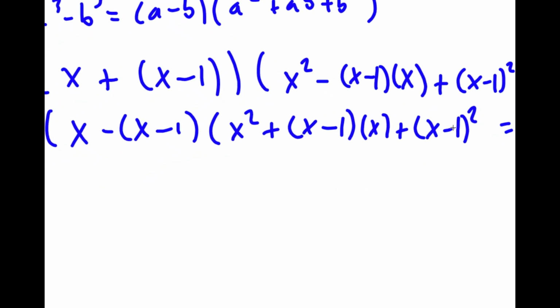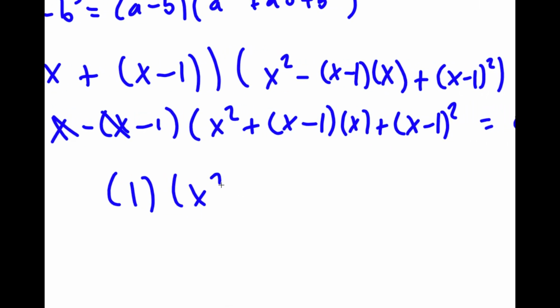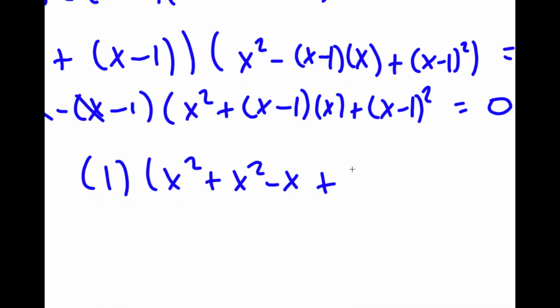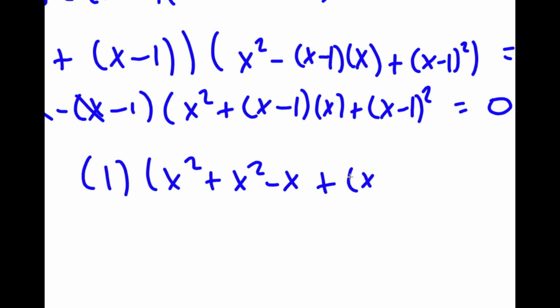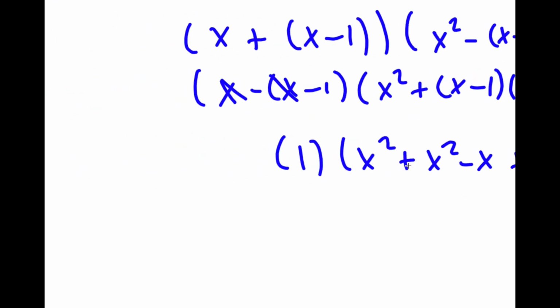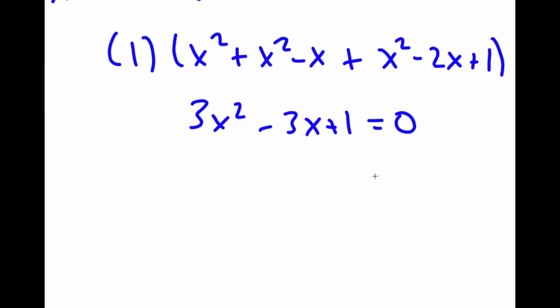So let's first start with this here. So x minus (x minus 1), these two x's cancel out. So I'm simply left with positive 1 times (x squared plus x squared minus x plus (x minus 1) squared). This is equal to x squared plus x squared minus x plus x squared minus 2x plus 1. So we have 3x squared minus 3x plus 1 is equal to 0.